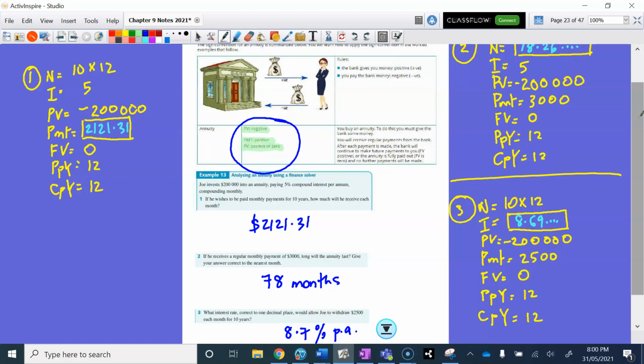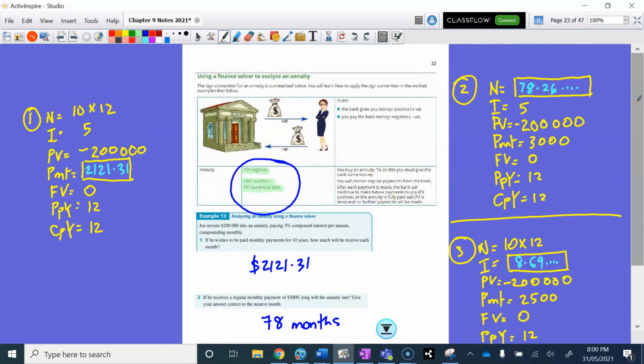Then they ask, okay, if he doesn't want to receive $2,121.31, he wants to receive a payment of $3,000 per month, how long would that last him? Over on the right-hand side you can see the calculation for part 2. Still the same interest rate, the same PV, the same FV. He's going to use it all up again, and it's still compounding monthly. So everything's the same, except the payment is $3,000 this time, because he wants to see how long that will last. And the N will be the blank window this time.